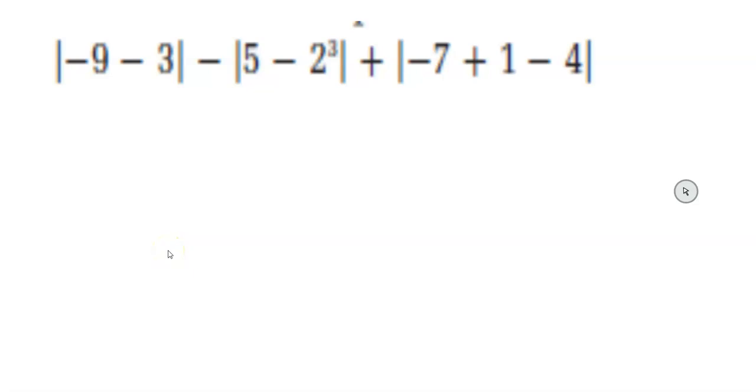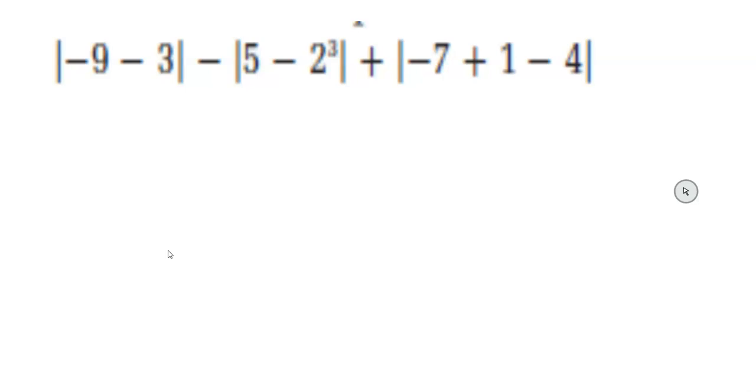Hello, grade 11s. For our review today, we're going to go over what you need to know for your exam. To do that, you need to know how to evaluate absolute value expressions, solve, and graph. So here's an example of evaluating.